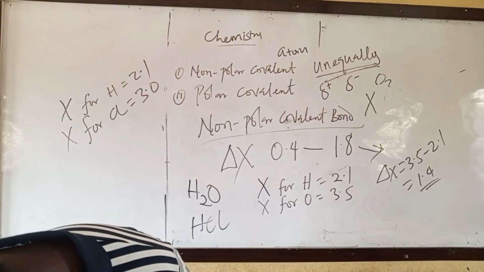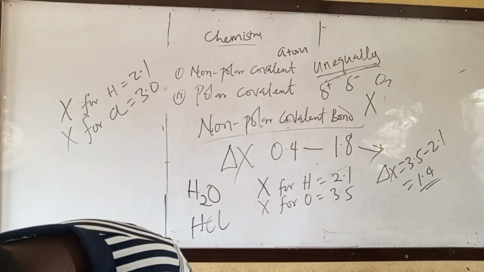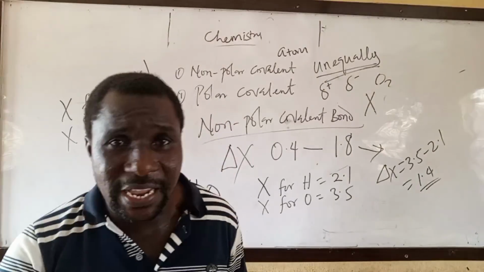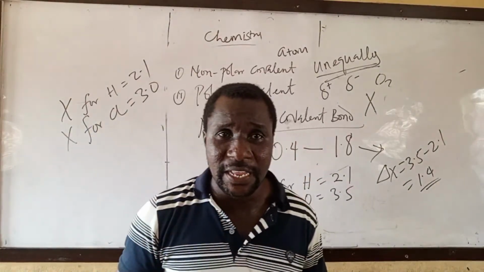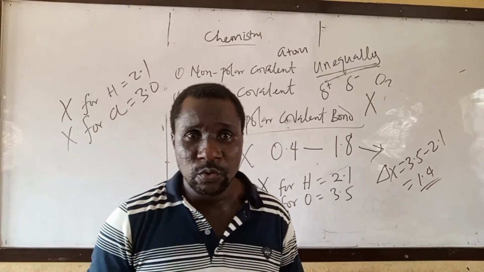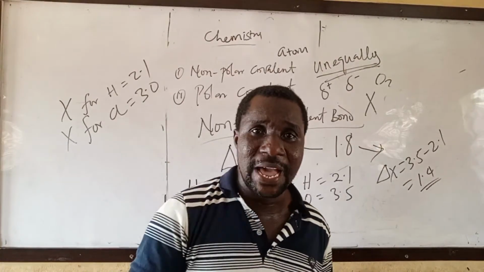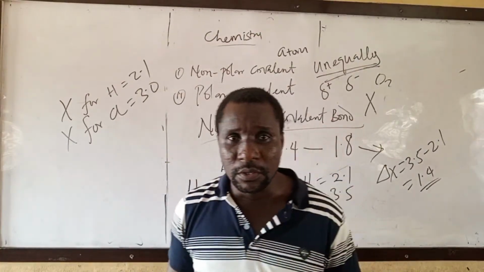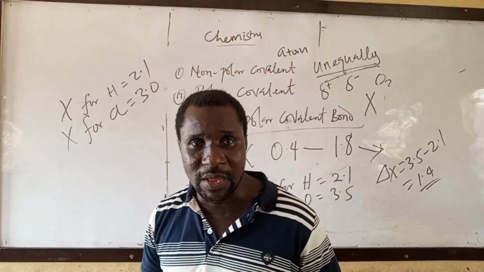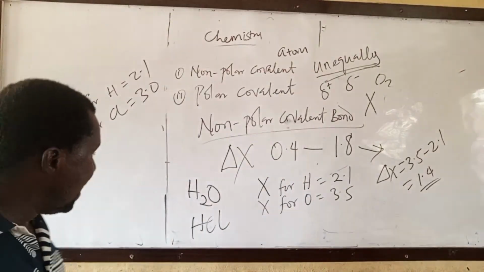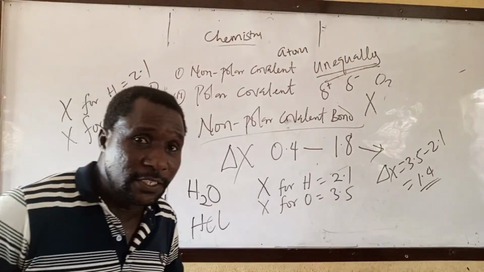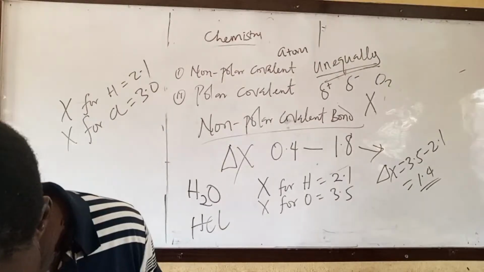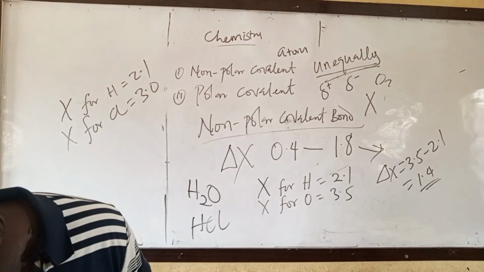Someone asked, in electronegativity difference, must the bigger one always subtract the smaller one? Yes. You take away the smaller one from the bigger one. That's the principle. Take note. Polar. Please take note.